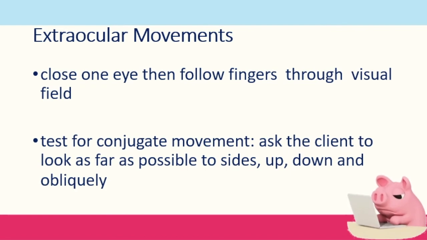Then you need to test for conjugate movement. When I say conjugate movement, that will be the time you ask your client to look as far as possible to the sides, up, down, and obliquely. So that's your test for conjugate movement. Of course, damage or absence of conjugate movement may indicate damage to your eyes.